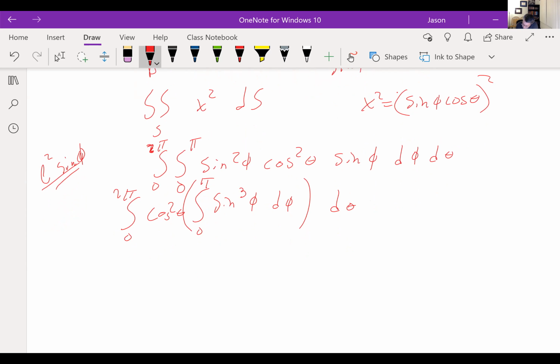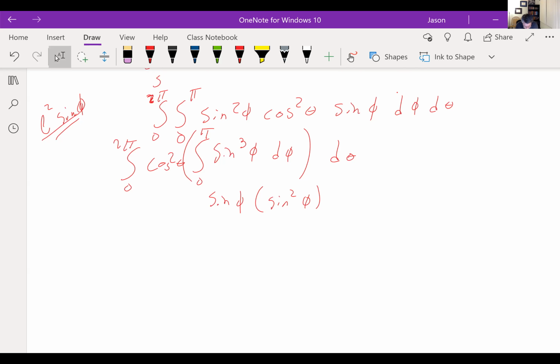So sine cubed is going to be sine of phi times sine squared of phi. I'm going to split off a sine, and then change sine squared into 1 minus cosine squared phi, and then sine phi. I can change the sine into cosine so I can get an integration factor. So 0 to pi, we're still doing 0 to pi here, d phi.